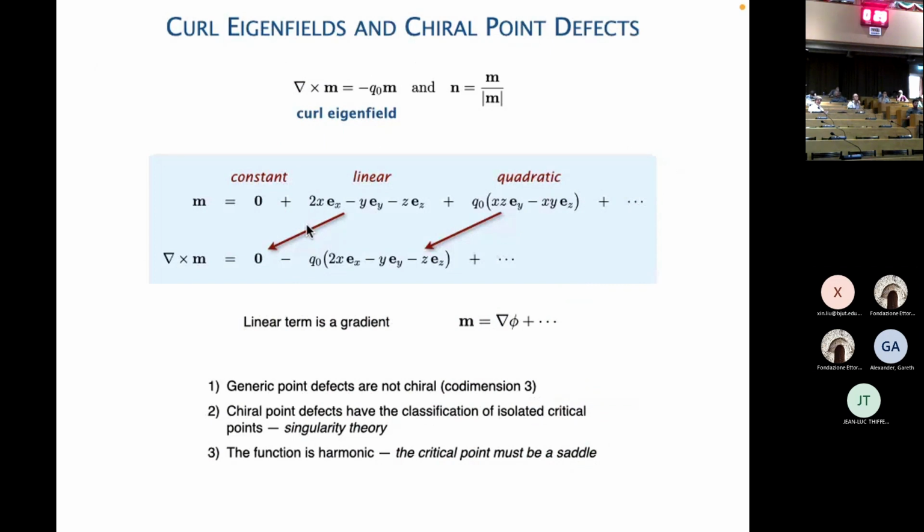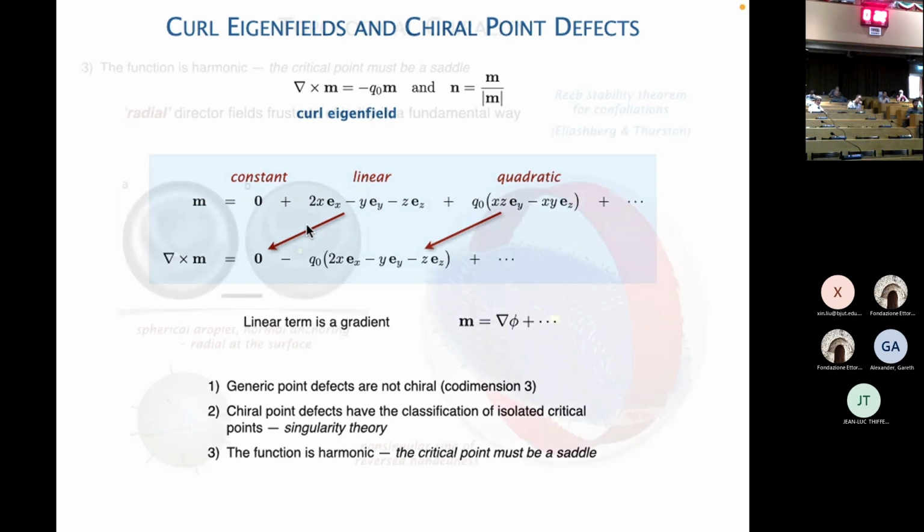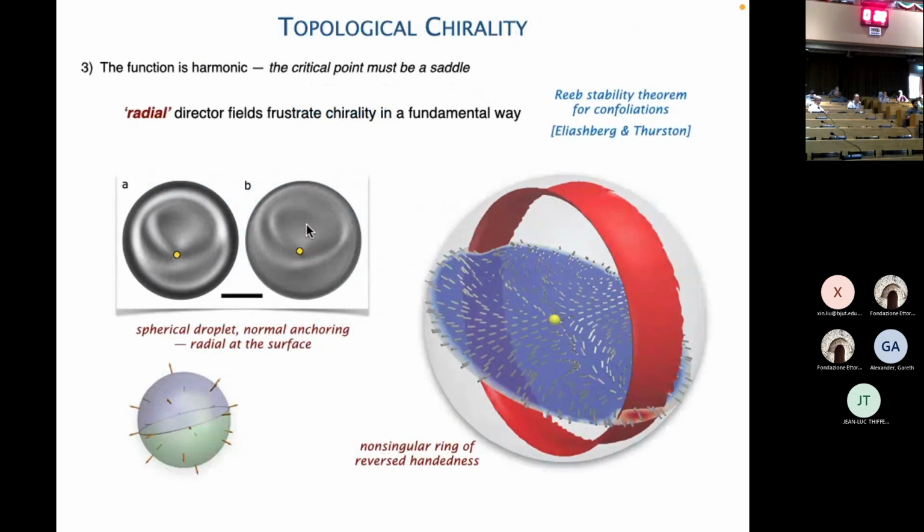Okay, so the last part I want to say a few words about is this last point that the function is harmonic, that is to say that things have to look like saddles, or put differently, that there are no maxima or minima. So put the statement up again, the critical point has to be a saddle. What that means is that it can't be a local maximum or minimum. That means a radial structure to the director field is somehow bad.